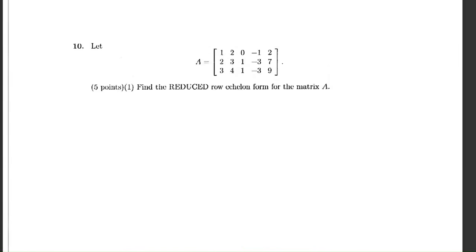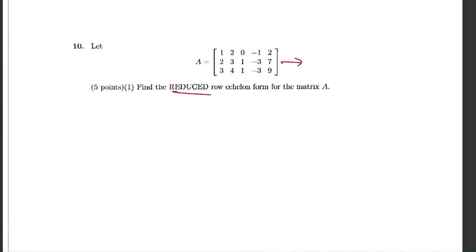And now we can go to 10, and now we're trying to find the reduced row echelon form. The difference between a reduced and just normal row echelon form is that for a reduced one, your leading entries should be 1s. So we're going to have to do more row reduction. I'm not going to rewrite this entire matrix out. I'll just start from up here.